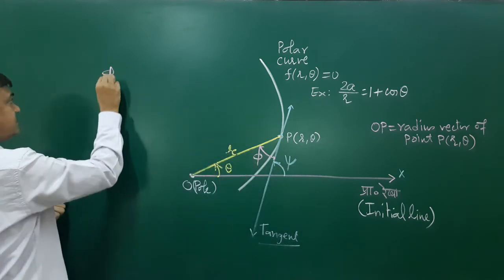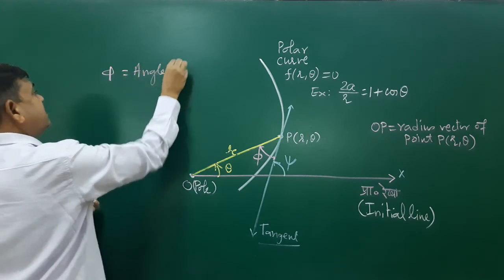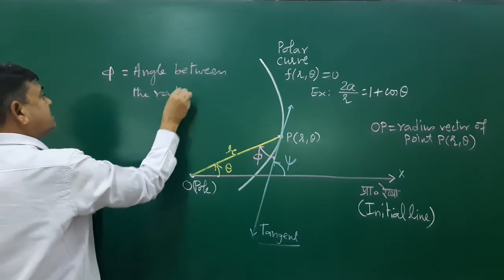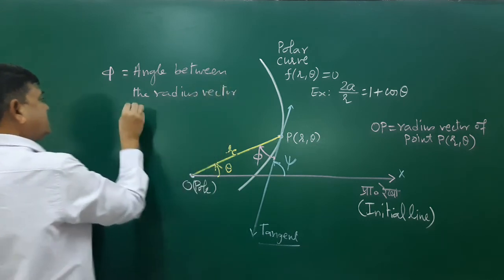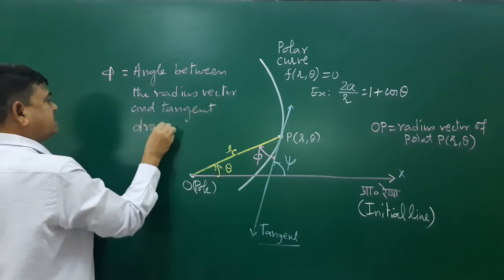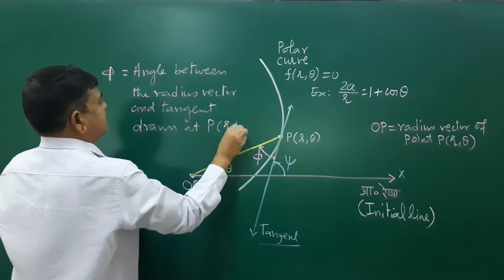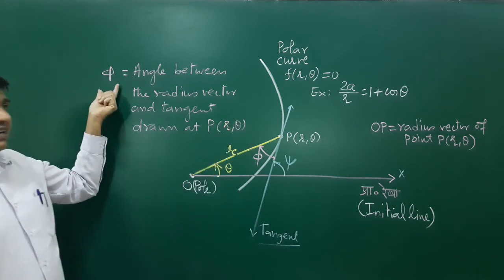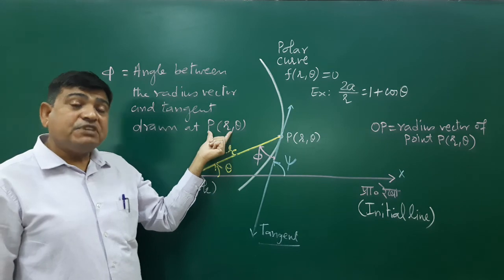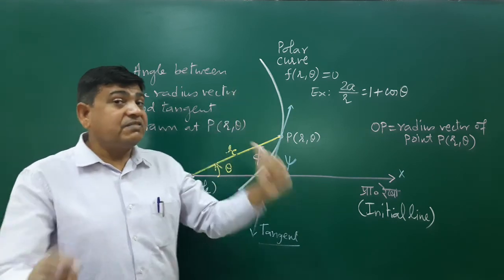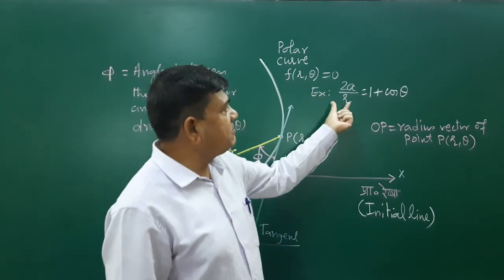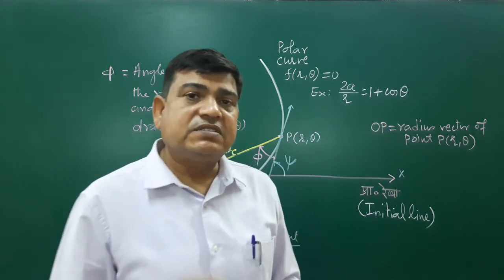So here it is phi, the angle between the radius vector and the tangent drawn at P, that is r comma theta. Phi is the angle between the radius vector and the tangent, and the tangent is at point P. Point P is on the curve. The curve's equation is the polar equation, in r and theta. For example, I wrote 2a upon r equals 1 plus cos theta.